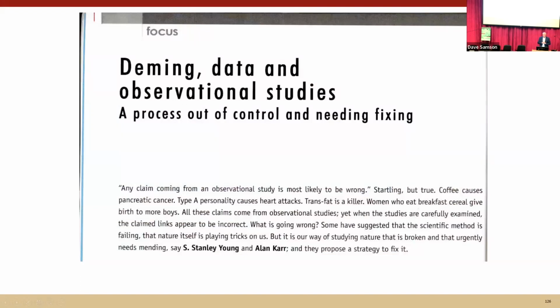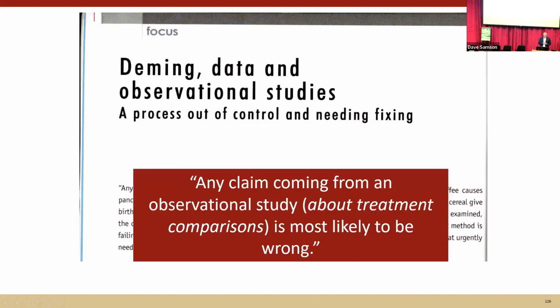This is a paper I've used for years, and those of you who have debated with me, Laura having been one over the years, and talked about this notion of, can we use observational data to make treatment decisions? Should we use randomized data? I like to use this, Deming data and observational studies, and taken from the very first sentence, with some updating from me, is any claim coming from an observational study about treatment comparisons, and that's what I'm going to focus on, is most likely to be wrong.